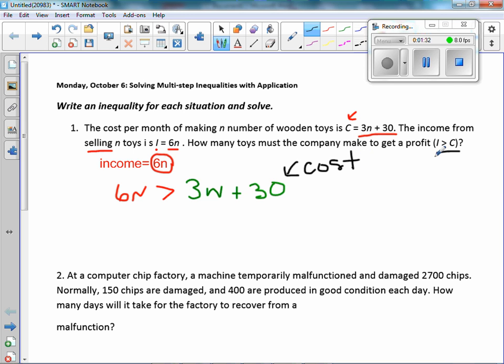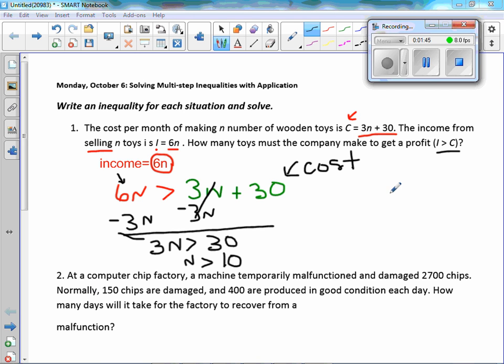And here's our equation. Income greater than cost. Now we can simply solve this. So we see here as we go through all the steps that the number of toys is 10. So, for how many toys must the company make to make a profit? This is the number of toys, so they need to make 10 toys.